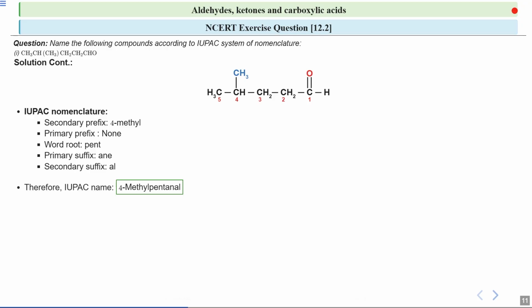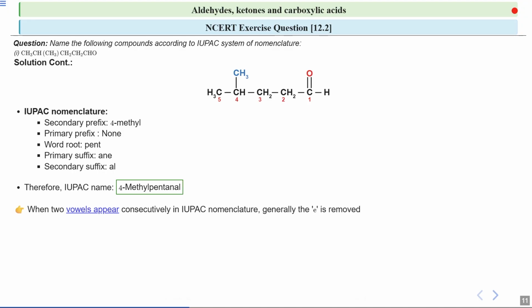So when you put it all together, you will get 4-methylpentanal. That is, on the fourth carbon, a methyl group is attached. This contains a 5 carbon chain, so the root word is pent. And since we have an aldehyde group, the E of pentane is replaced by Al. So this is 4-methylpentanal.